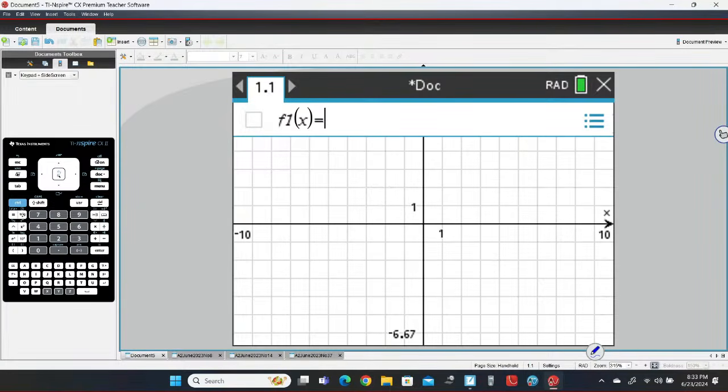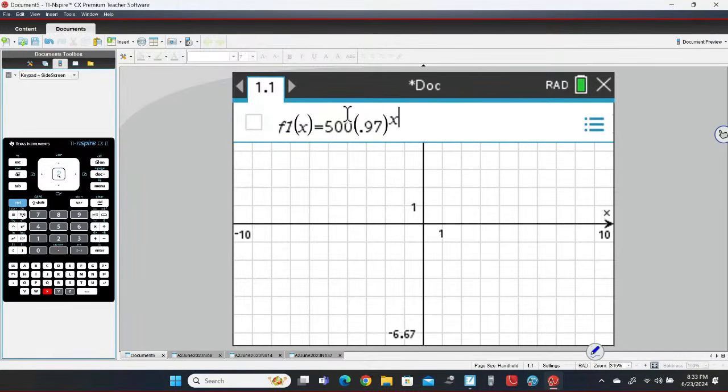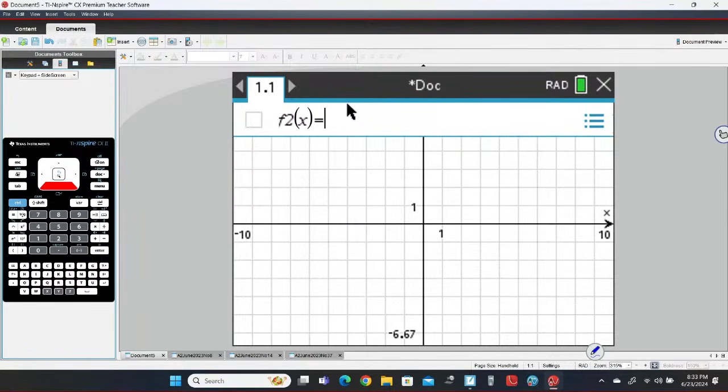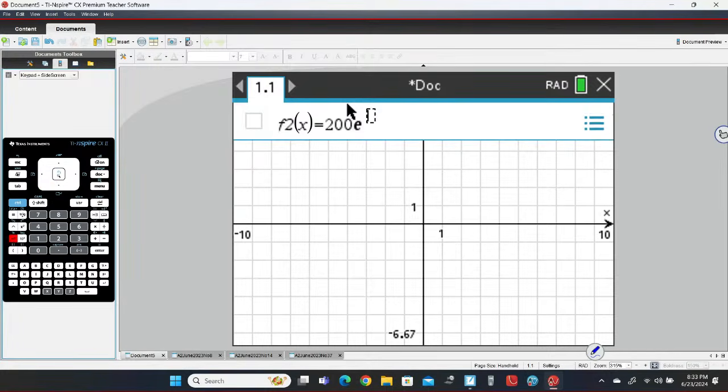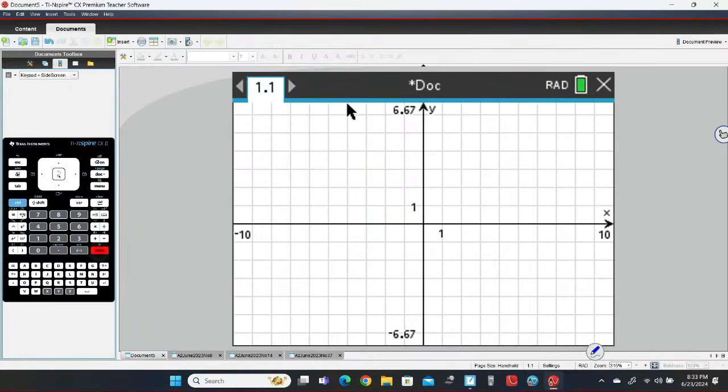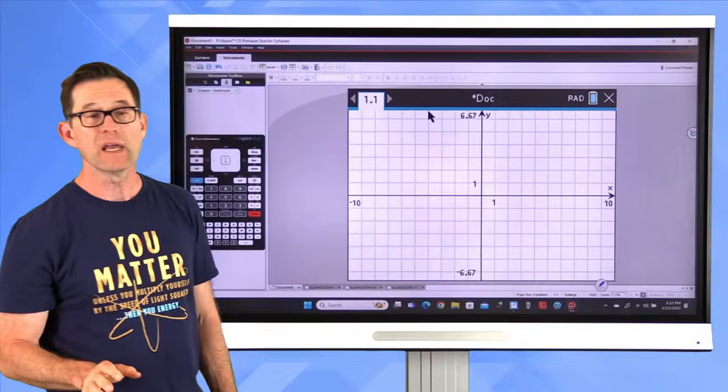Okay, we've got two functions, right? One of them is that decreasing palm tree function. That's 0.97 to the x. Don't forget things like to the x, right? The other one is going to be our increasing flamingos, 2 times e to the 0.02x. All right, and notice, I don't see anything, right?